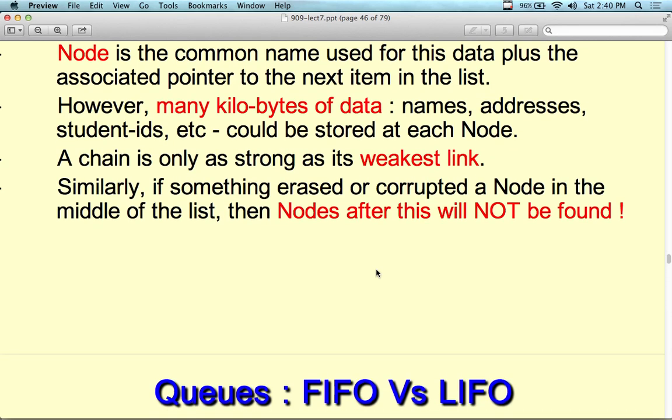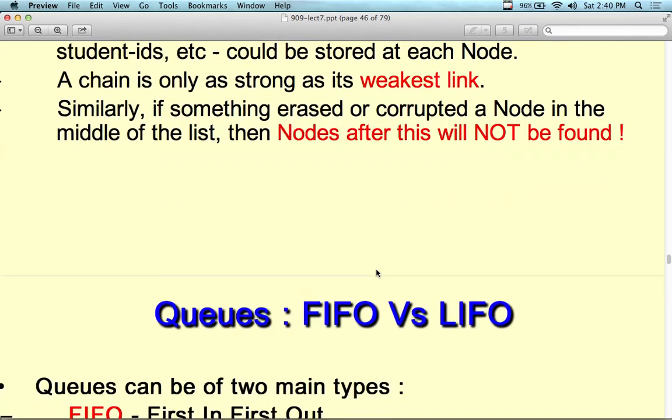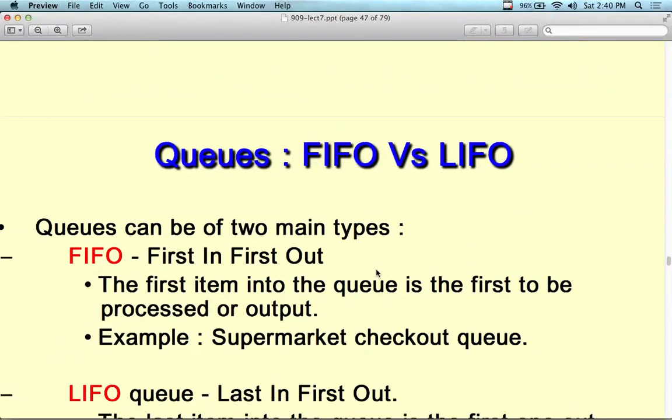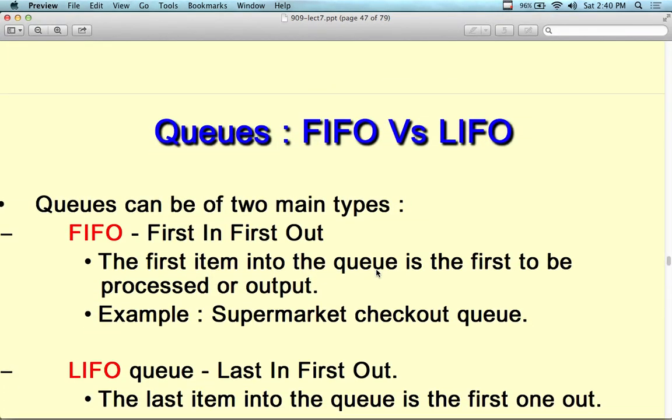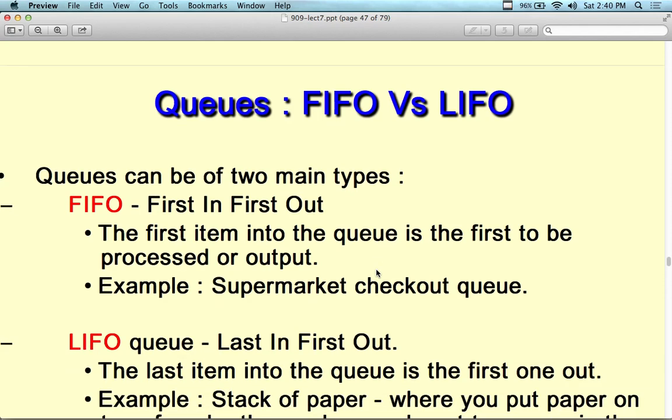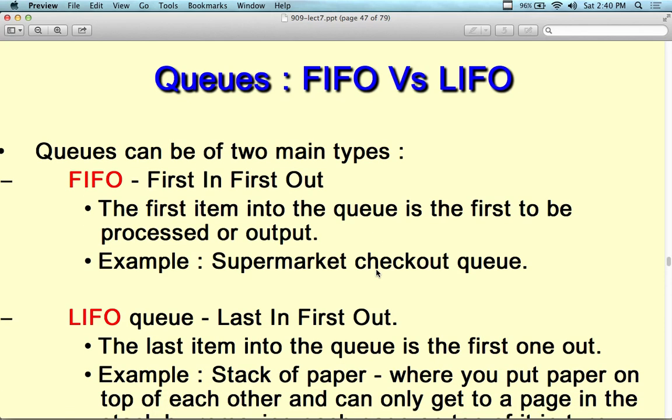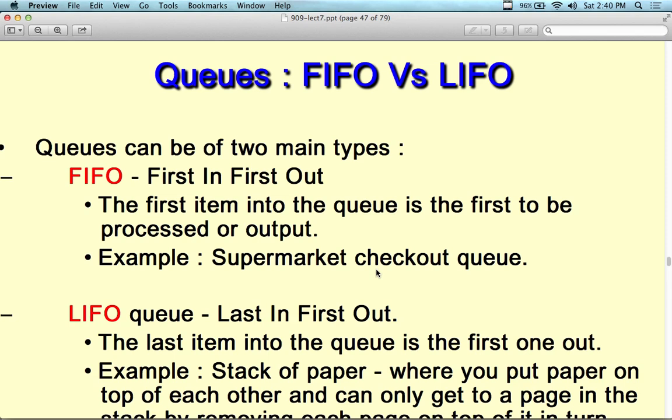So you can be erased or corrupted, a node in the middle of the list, then you pretty much have lost some of the list. So we have this concept of the queue, which is first in, first out, versus a stack, which is last in, first out. So this concept is keeping track of what order we're putting things into.